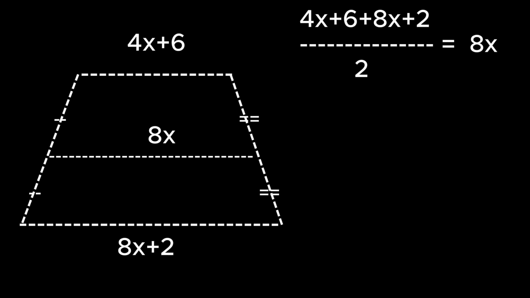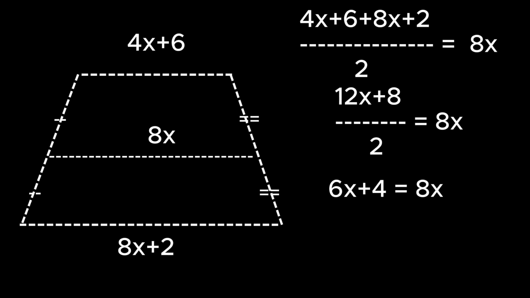Now what we do is we combine like terms. Combine the x values together: 12x. Combine the non-x values together, the 6 and the 2, which is just 8. 12x plus 8 divided by 2 equals 8x. Now we divide the 12x and the 8 by the 2, so we get 6x plus 4 equals 8x.